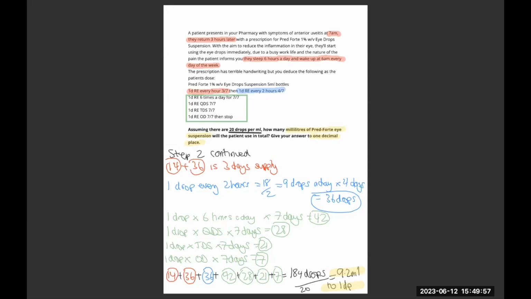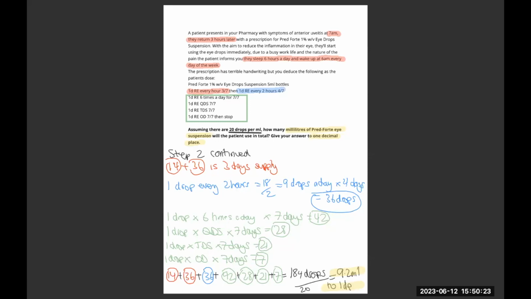Let's do this, guys. So let's continue step 2. So from before, we know that it's 14 drops and 36, and that's the first 3-day supply. So let's now calculate blue. Now, blue is one drop in the right eye every 2 hours for 4 days. So if it's every 2 hours, and it's 18 hours, then it's 9 drops a day times 4 days. That is 36 drops. It then becomes a little bit easier.